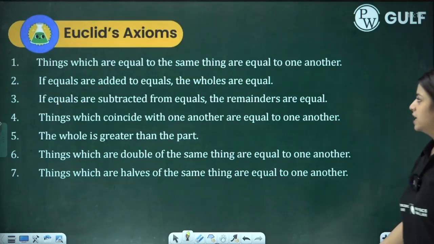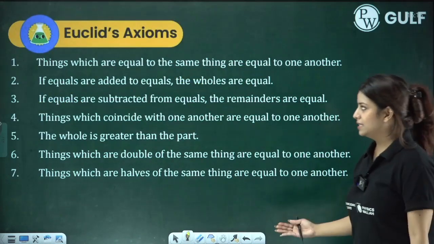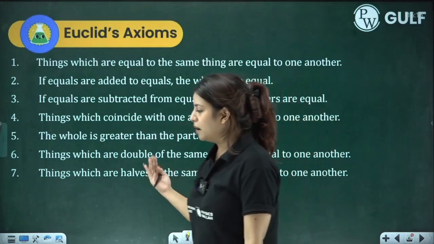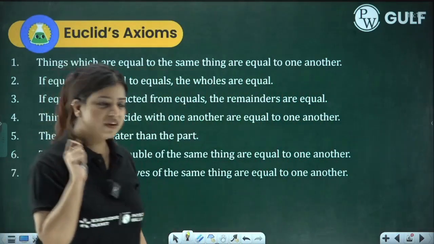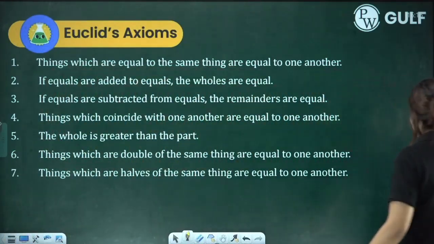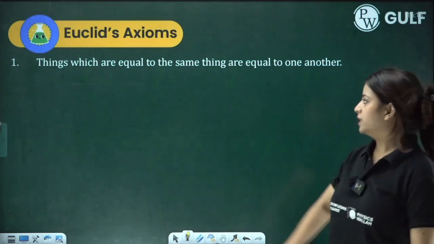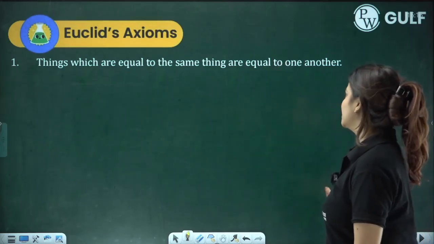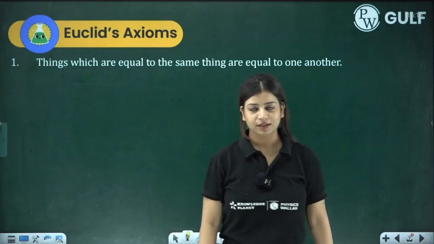So the very first thing that we have is Euclid's axioms, right, which we are going to learn about. Seven are here on the screen. We will understand these one by one. So the very first axiom is: things which are equal to the same thing are equal to one another.